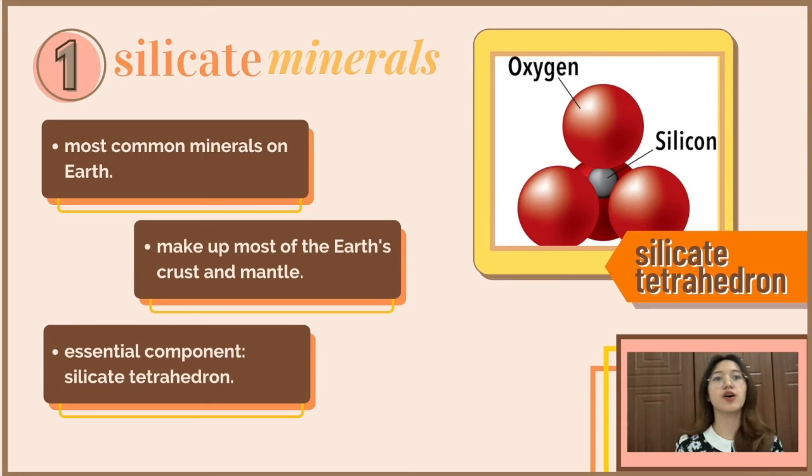These classifications are based on 2 factors: their physical properties and their chemical composition. The first classification are silicate minerals. So these are considered the most common type of minerals as they make up the majority of the Earth's mantle and crust. And the essential component of these minerals is the building block that we call the silicate tetrahedron. So what is it? It is basically a specific structure of atoms, and as you can see, it consists of 4 oxygen atoms closely arranged around 1 central silicon atom.